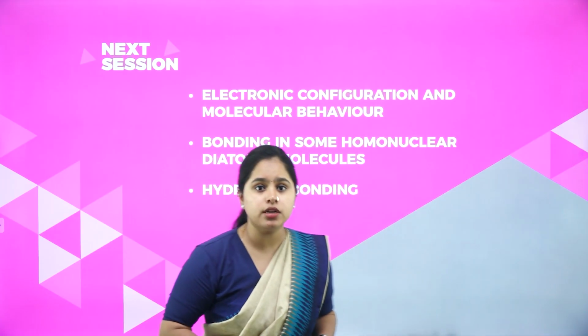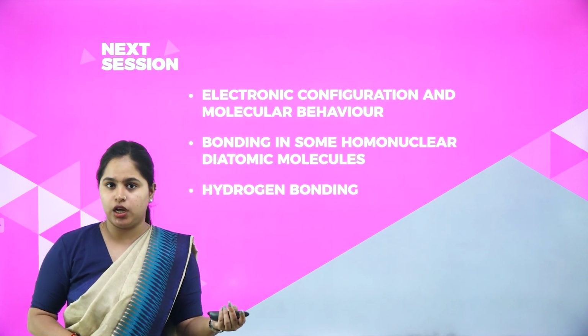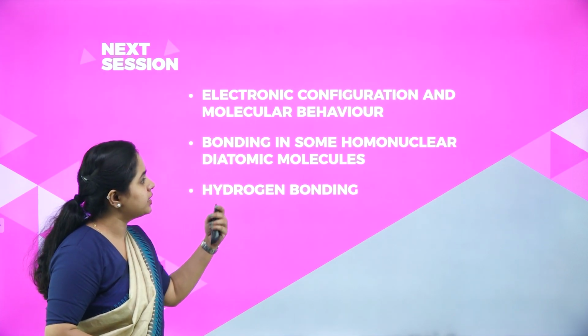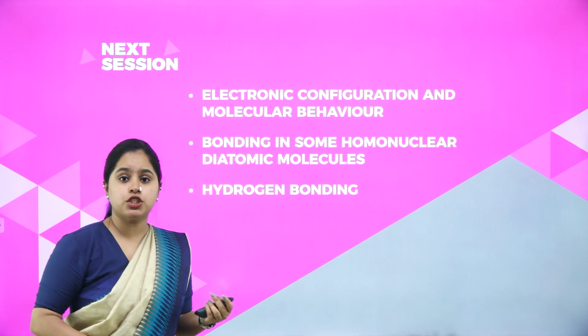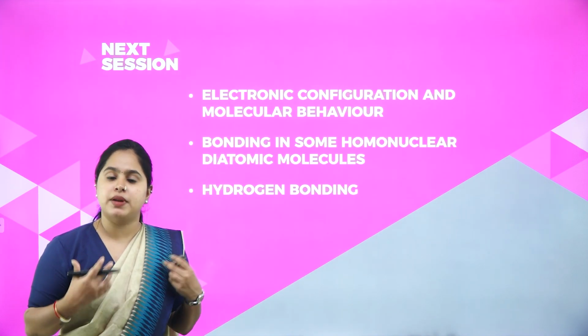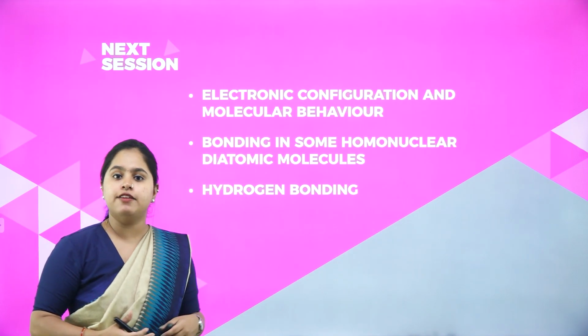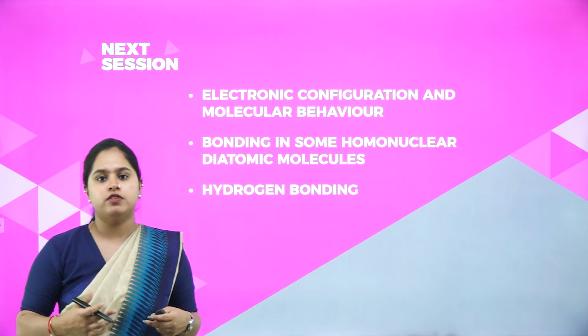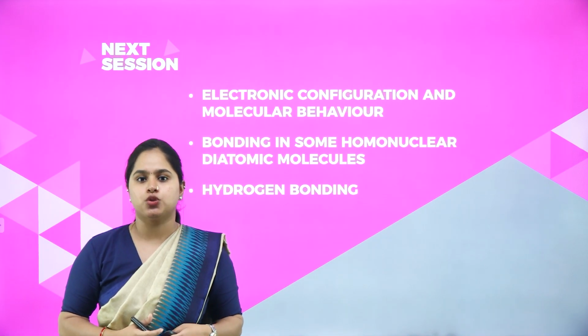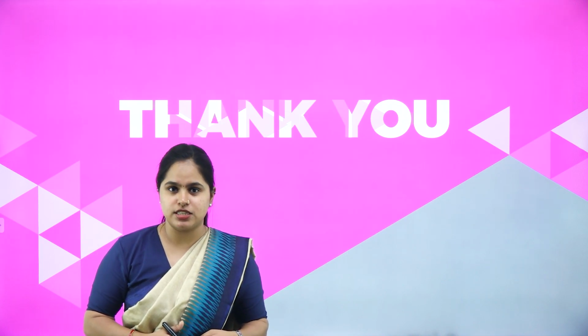In the next session, we will be studying the electronic configuration and molecular behavior, and then the bonding in some homonuclear diatomic molecules. We will be studying in detail the bonding present in some diatomic molecules. And then finally we will study hydrogen bonding, which will bring this chapter to an end. So I hope all that we have discussed in this session is clear for you.